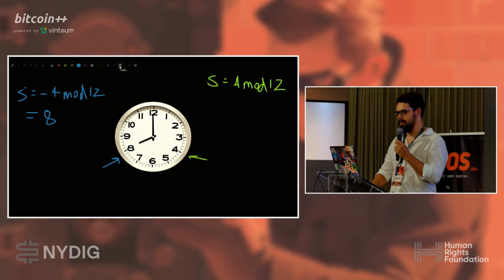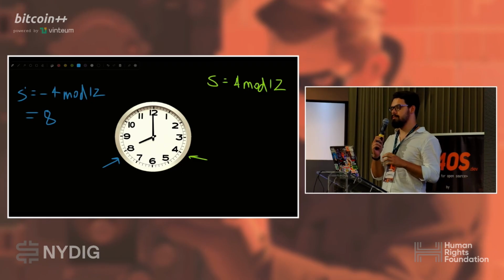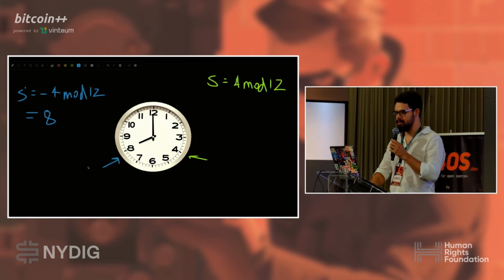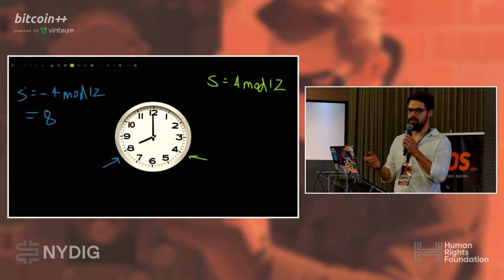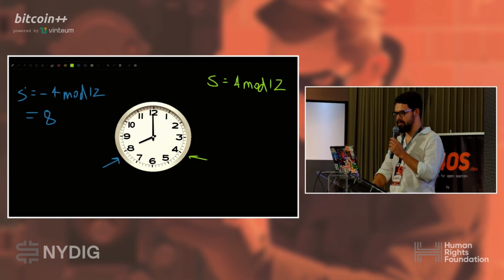SegWit solves it by enforcing a rule here. Not only by not using the signature and removing it and placing it into what we call the witness, but also signatures now must be, not sure if you guys heard about it, a low S. What does it mean?